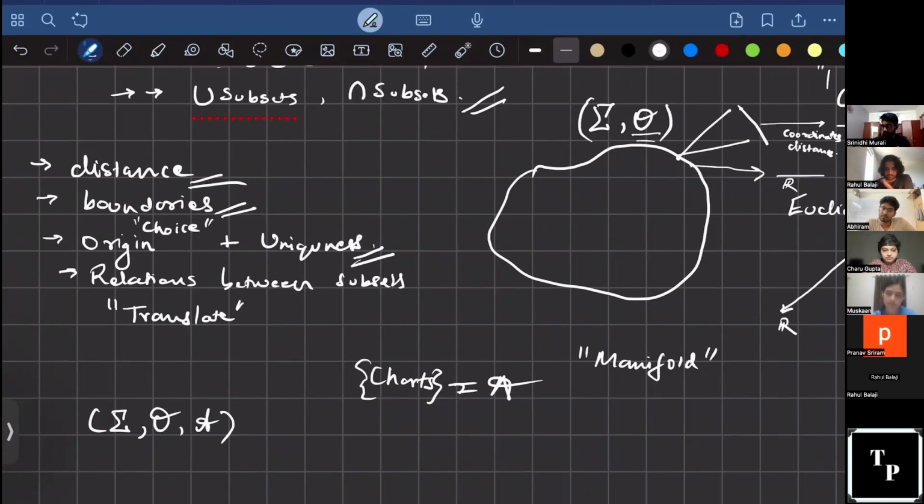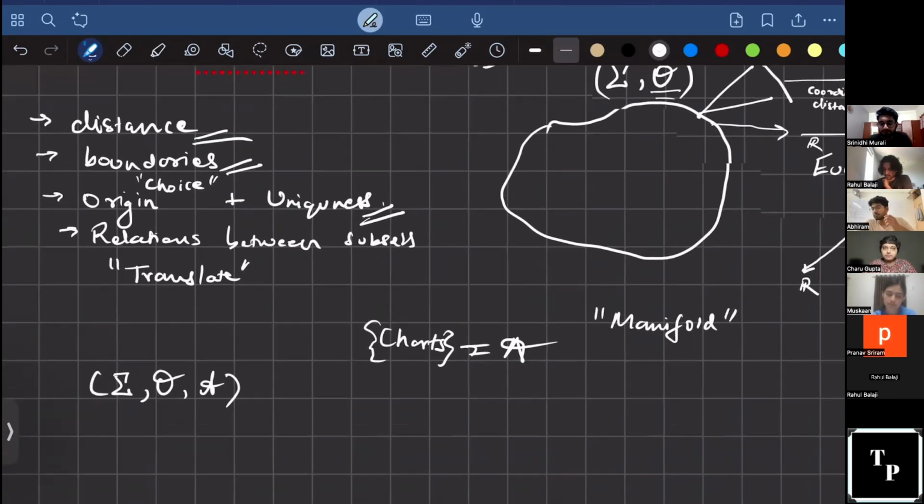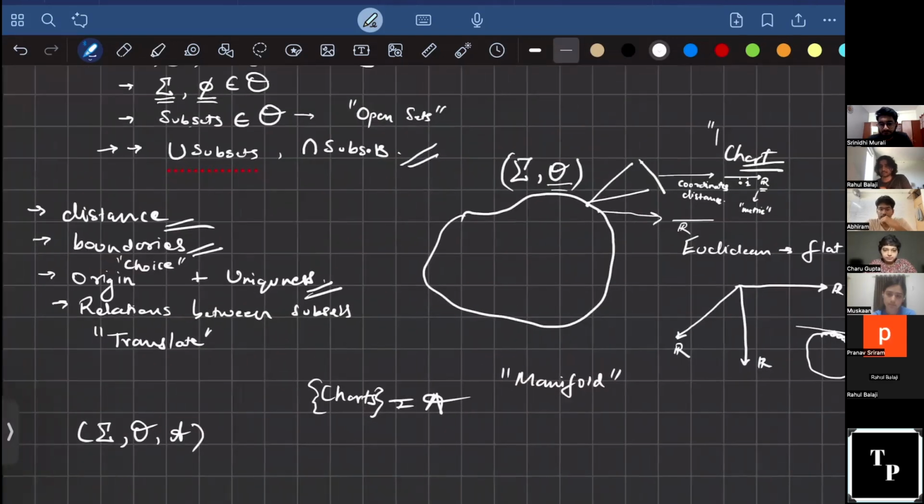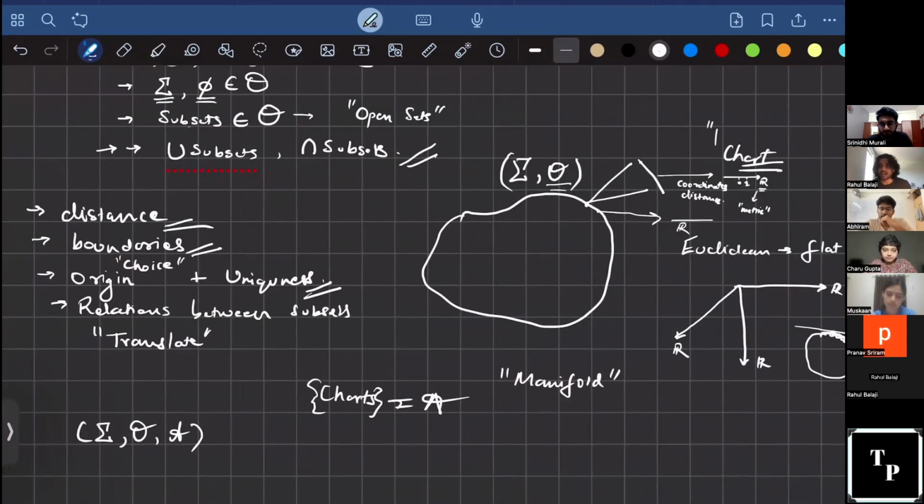So maybe we can stop around here. And one thing that we can maybe look into before the next call is, fine, you have an atlas, a manifold. Now, what are the structures you need to actually define a derivative on this very abstract manifold that we have constructed?